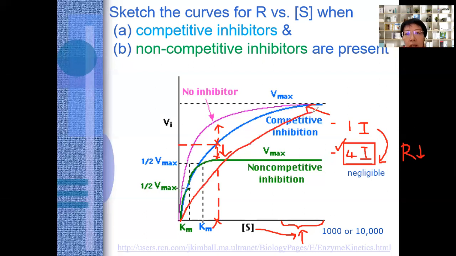And then eventually it will level off at the same Vmax, but it levels off later, at a higher substrate concentration. Can you see that if I continue to increase to 10 inhibitors, where should my line be now? My 10 inhibitors versus 4 inhibitors. Is it higher or lower than the red color line?